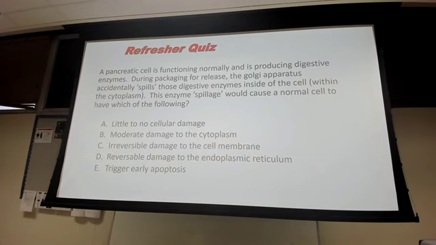During packaging for release, the Golgi apparatus accidentally spills those enzymes inside the cell, in the cytoplasm. What do you think would happen to the cell if those enzymes spilled in a normal cell? I heard one answer. Bravo? You guys agree with that?